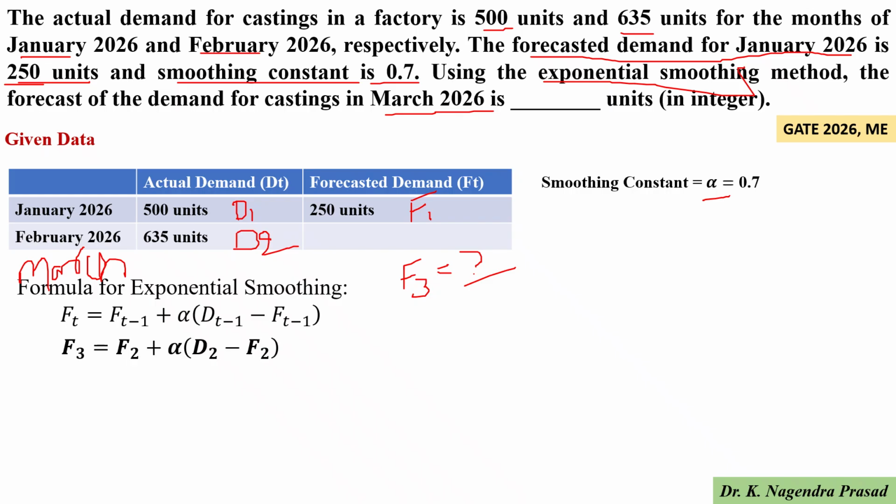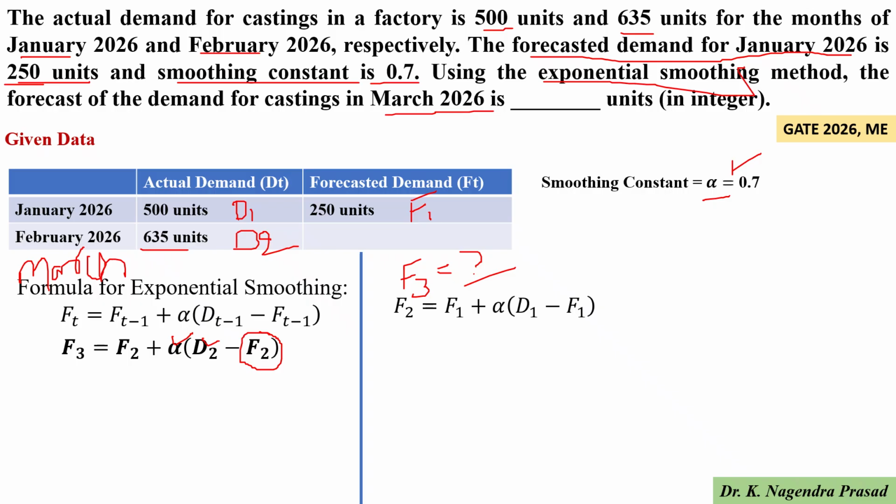So F3 equal to F2 plus alpha into D2 minus F2. Here we know the alpha value, which is given as 0.7, and the D2 value also, that is 635, but we don't know the F2 value, that is the forecasted demand of February 2026. So before we determine F3, we have to find the F2 value first.